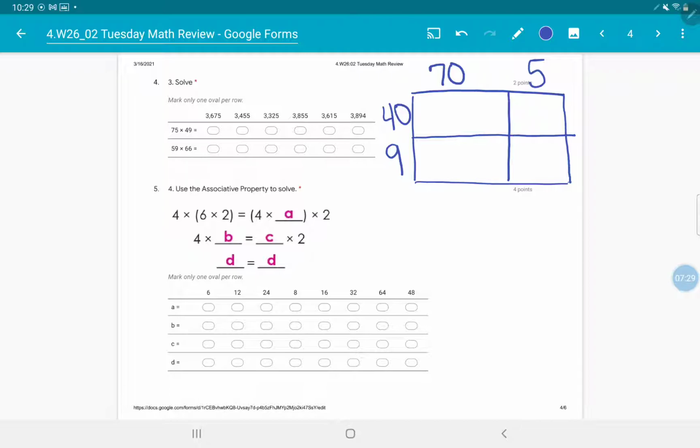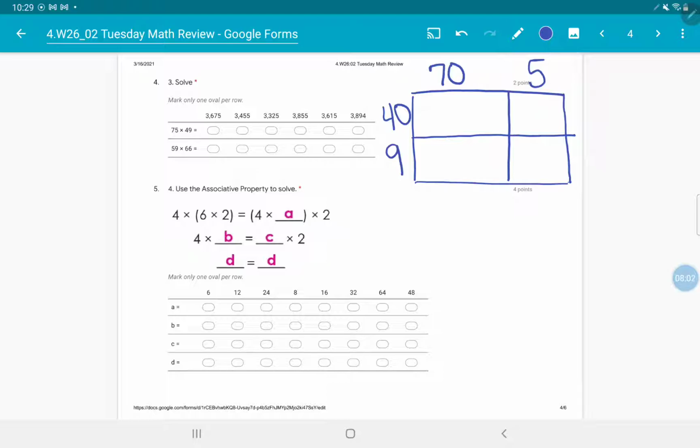Yes. Does it matter if I switch my 5 and my 9? Yeah, it does matter. The whole point of an area model is that one side equals one of my factors, or numbers I'm multiplying, and the other side adds together to equal the other factor. If you swapped them around, it would be 45 and 79. Exactly. I'm multiplying a whole different problem. So you have to make sure you keep those together.